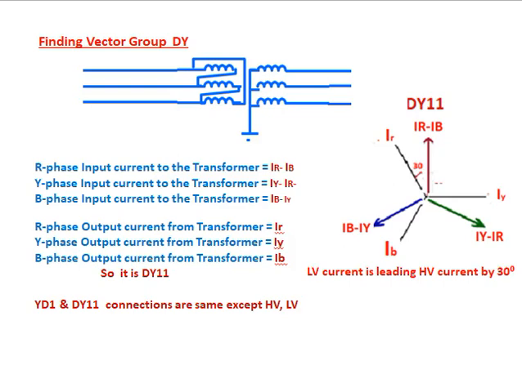Now LV current is leading HV current by 30 degree. So it is called dy11. YD1 and dy11 connections are same except HV and LV.